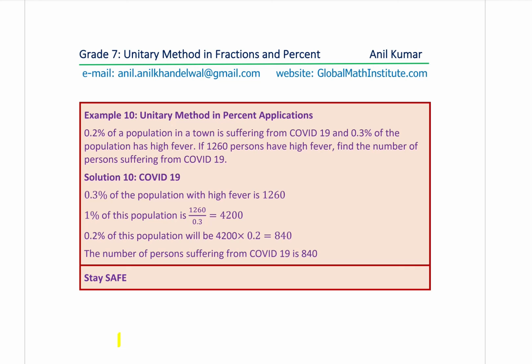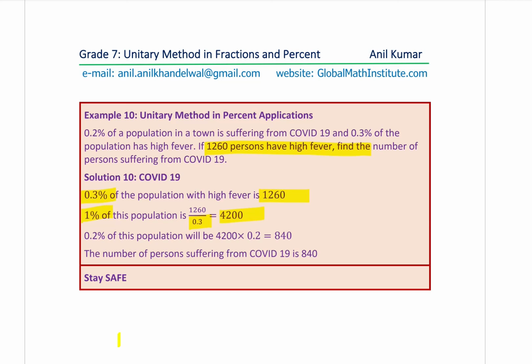So 0.2% of the population in the town is suffering from COVID-19 and 0.3% from high fever. If 1260 persons have high fever, that means 0.3% of the population has high fever, and that number is 1260. You get the idea, right? Now we'll apply the unitary method. 1%, we will divide by 0.3. When you divide by 0.3, you get a higher number. So 1260 divided by 0.3 gives you 4200.